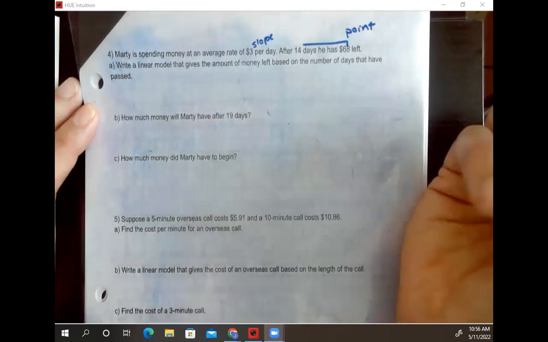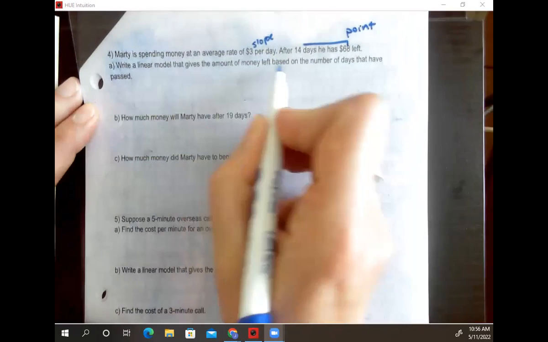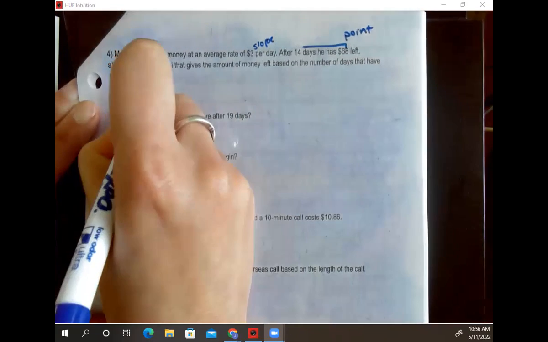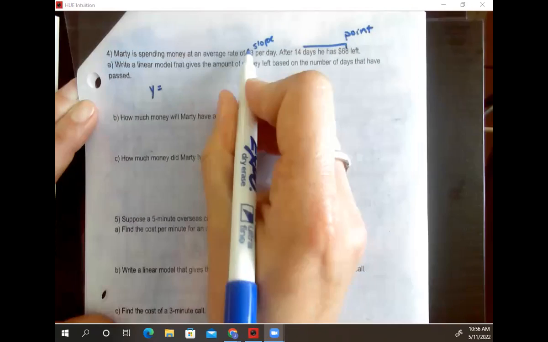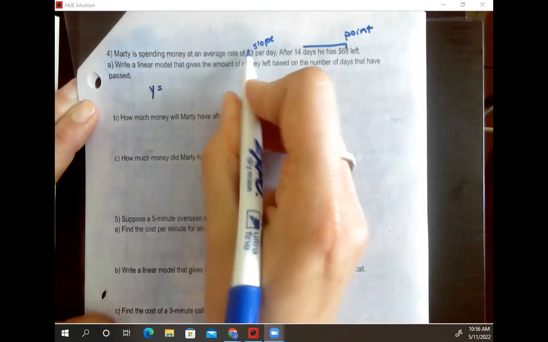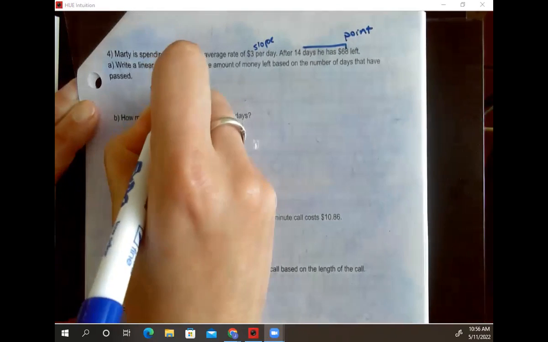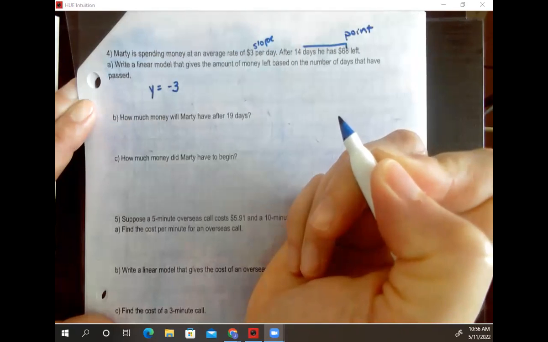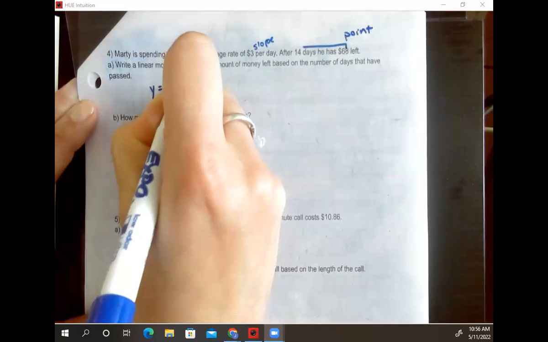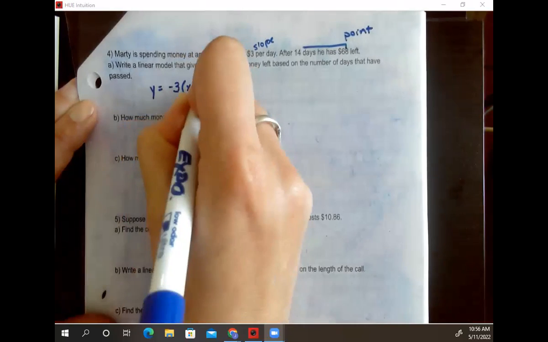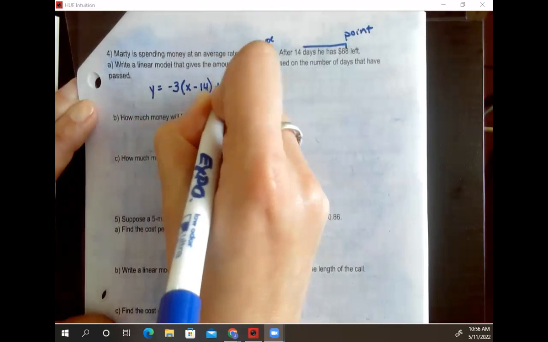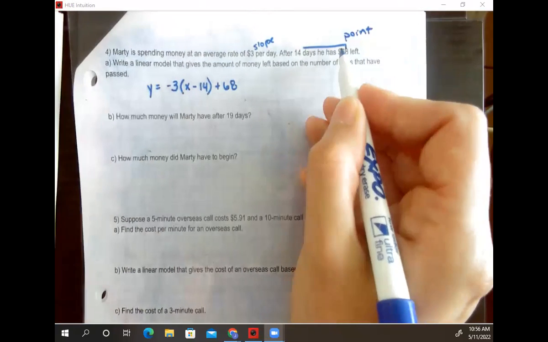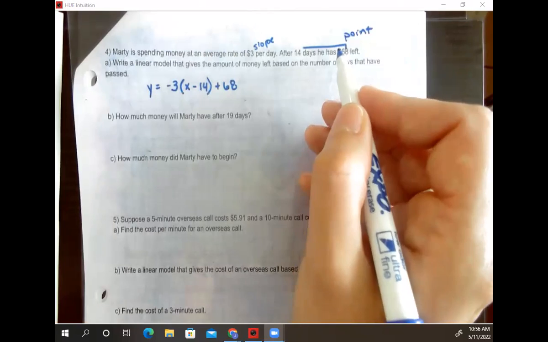So our linear model that gives the amount of money left based on the number of days would look like y equals, since we're spending money, I've got to subtract 3 each day. If we were earning money, it would be a positive 3. Since we're spending it, it's a negative 3. And then this would be x minus 14 plus 68. We're treating 14 and 68 like they're a point, like they're an ordered pair.